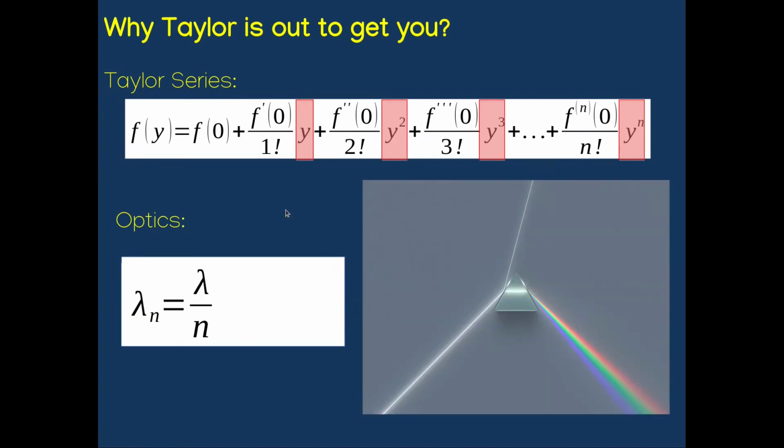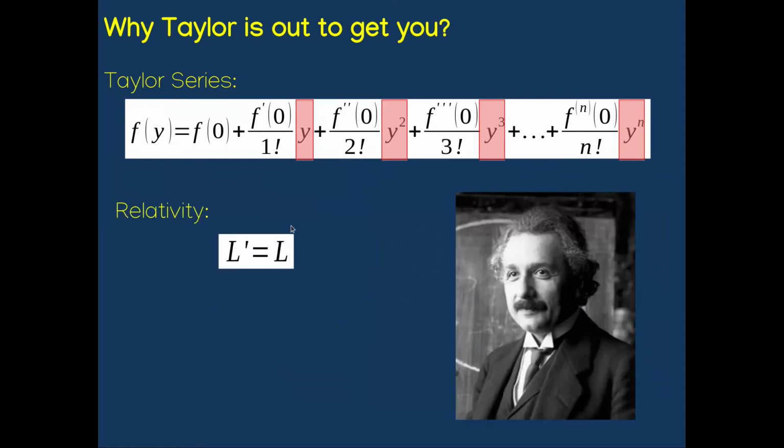Optics. We've got this index of refraction that tells me how the wavelength changes and also how the speed of light changes when you're entering material. Again, just a Taylor series. We're just truncating the Taylor series at first order, and we're assuming that these other terms, these higher order terms, are negligible.